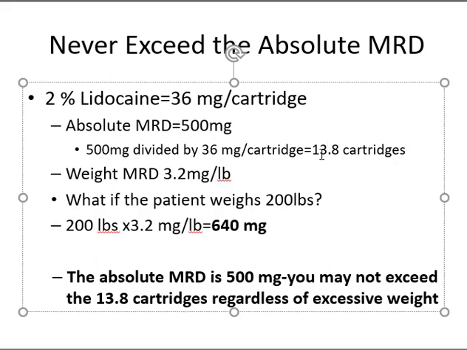Well, the weight-based MRD with the 200 pounds times 3.2 gives you a weight-based MRD of 640. But you know that the absolute is 500. So the lower number is always the cap. So even for a large person, 200 pounds, 300, 400, 500-pound person, you cannot go above the absolute MRD of 500. So weight-based MRD is usually for lightly built people. Other people, you use the absolute.